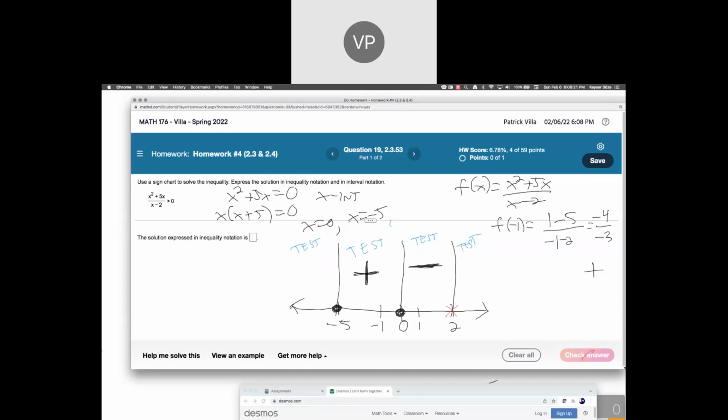And remember, you only have to get one representative, one test number per region, per partition. Once that is positive or negative, assume you did it right, then every number in there has to be that one. Okay, let's go to the far left. Let's test, probably the easiest number to test is -6. It's the smallest number that I can pick that's past -5.